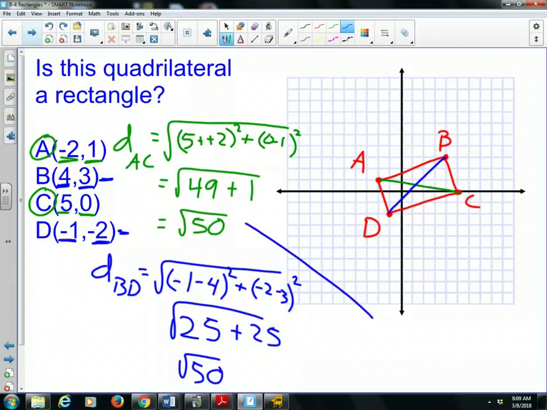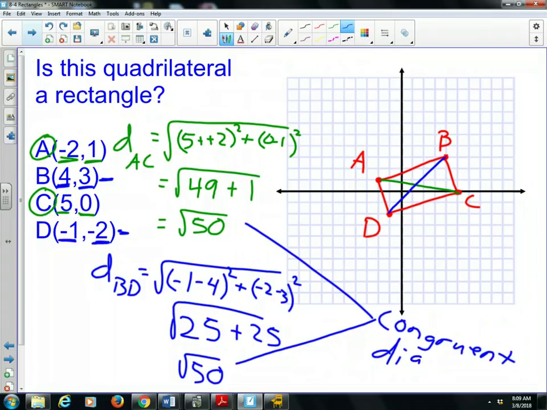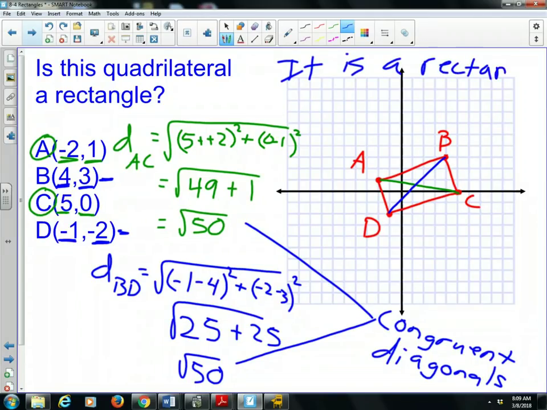If these two are the same, we have congruent diagonals. And if the diagonals are congruent, then yes, it is a rectangle. Isn't that something? So we just proved it's a rectangle by saying that the diagonals are congruent. Another thing you could do is find the slope of all four sides and see if the adjacent sides are perpendicular. So watch this.